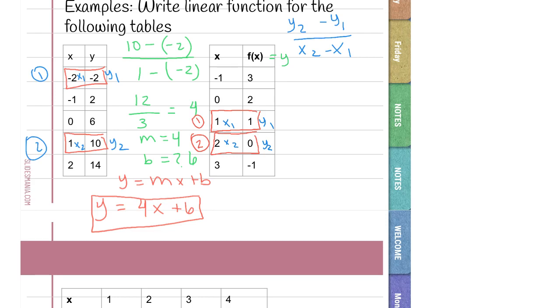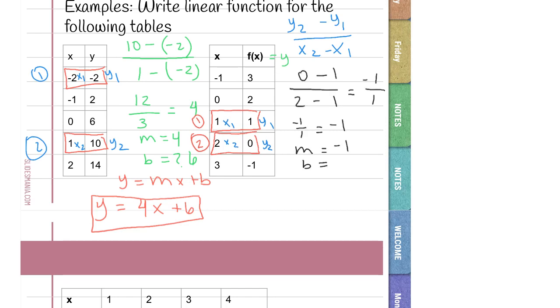So y2 minus y1, well, that is 0 minus 1 because y2 is 0 and y1 is 1. Over x2 minus x1, well, what is x2? x2 is 2 minus x1, which is 1. So what is 0 minus 1? Well, that is negative 1. Over, what's 2 minus 1? That's 1. And what is negative 1 over 1? Well, that is negative 1. So we get that m is equal to negative 1.